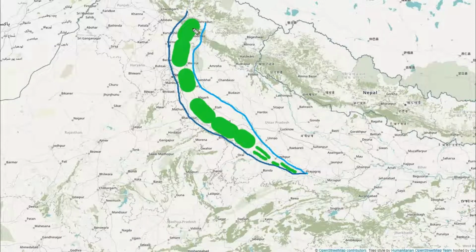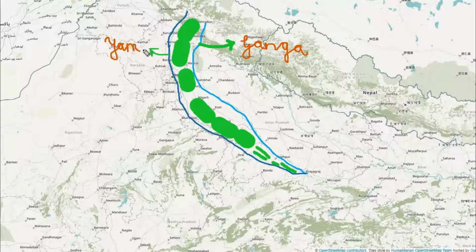So here there's a region in between these two rivers. I'll just name them first, and this is another river. This is Ganga, and this is Yamuna. Now you can see this shaded region over here. Let's mark it over here, and this region is called Doab.